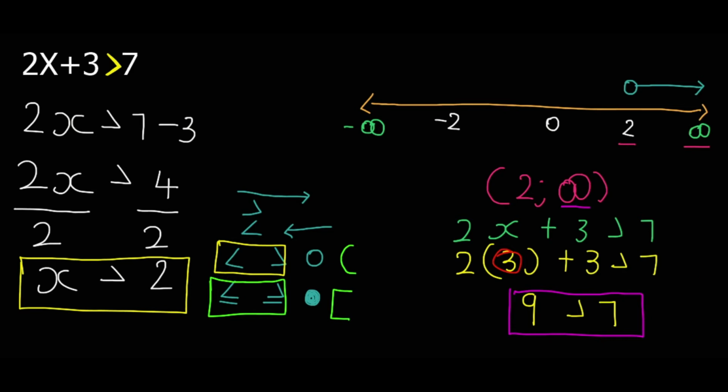This bracket means that it is excluded. We don't include this number because we want a number that is greater than 2 but not 2. So this bracket means that it is excluded. And then this is our answer anyway.